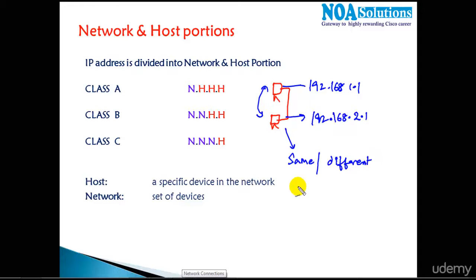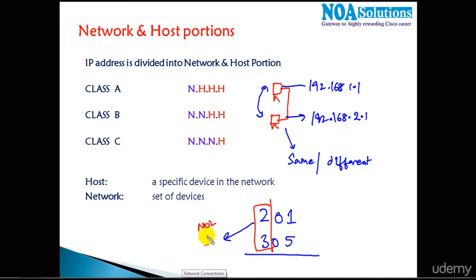Just like the floor number example, if I ask you whether 201 and 305 belong to the same floor, the answer is simply no. They are on different floors, because the floor part is not the same. If it is not the same, we call them different networks, because one is on the second floor and the other is on the third floor. Similarly here, whether these 2 devices are in the same network or different networks will be identified based on the network portion.